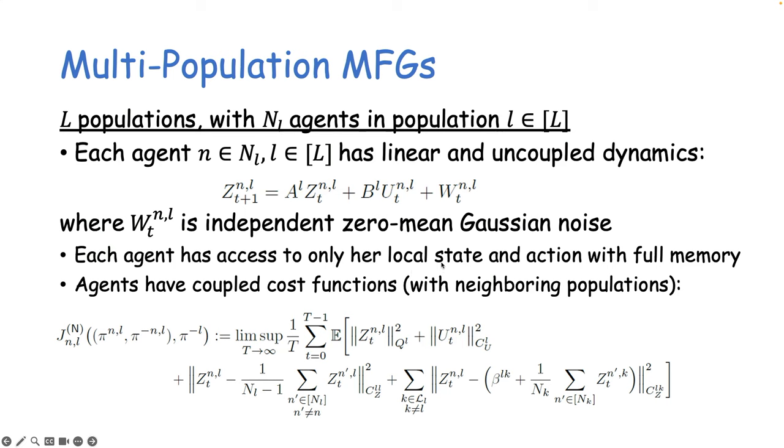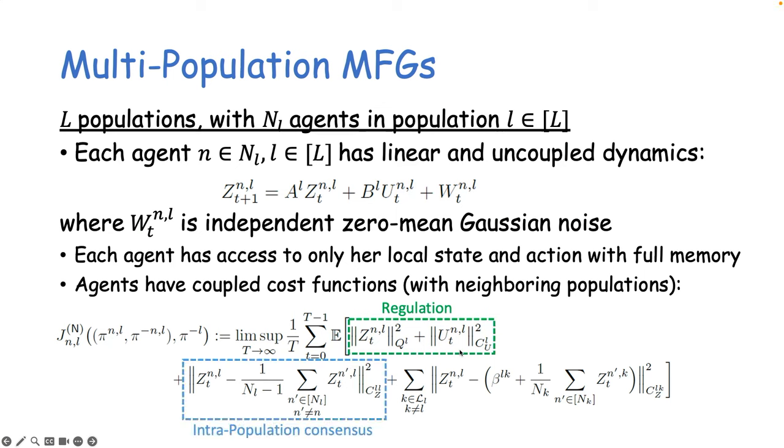Each agent has access only to local state and action, but has full memory, though it doesn't have to use the full memory. Agents have coupled cost functions with neighboring populations. So this is the regulation term. Let's concentrate on agent N. We have L populations. Agent N, in one of the populations, wants to regulate Z to zero and wants to use as small an effort as possible.